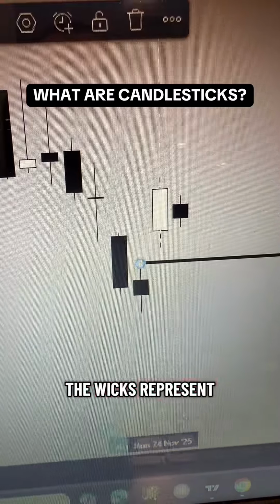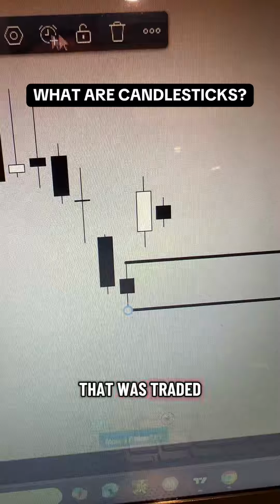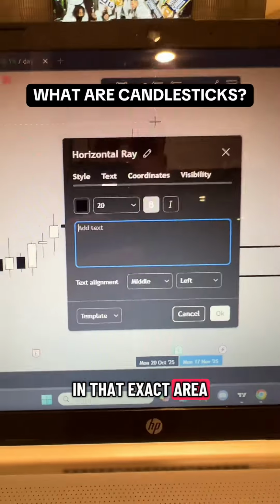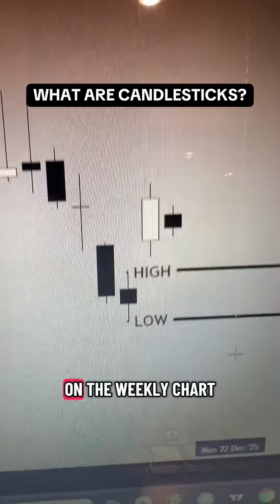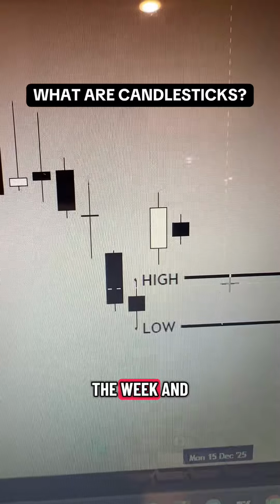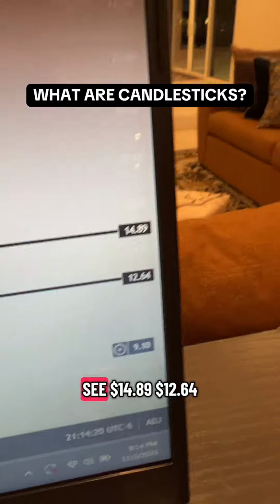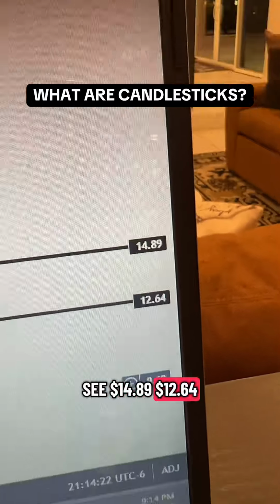The wicks represent the high and the low of the stock price that was traded in that exact area. As you can see, we are on the weekly chart. So this is the high of the week, and this is the low of that week. And as you can see, 1489, 1264.